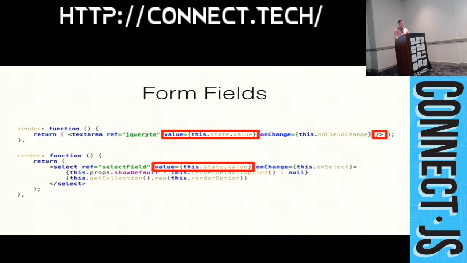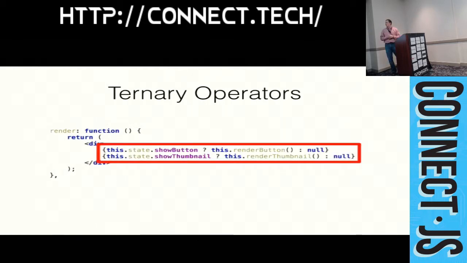When you're rendering, you also have the ability to do ternary operators. This is a very simple example. In this case, I want to maybe render a button and maybe render a thumbnail. I have state on the component which says, should I show the button or should I show the thumbnail? Depending on what that evaluates to, I can run my render button or render thumbnail, which will return JSX HTML, or it will return null. And if you return null, it won't display anything.